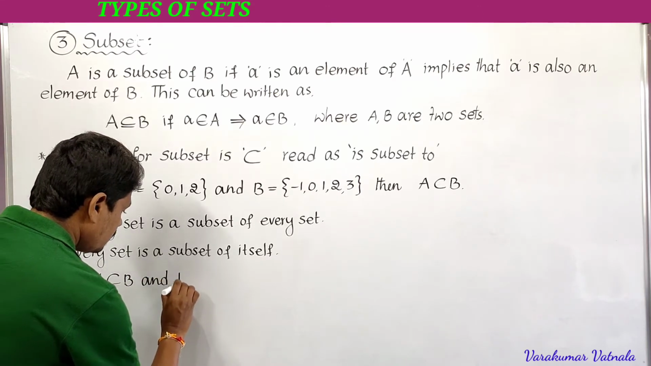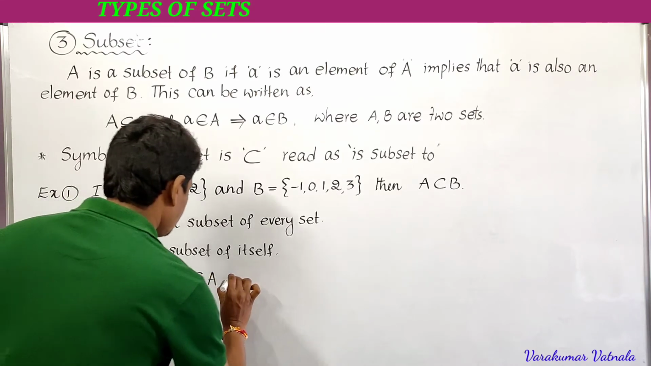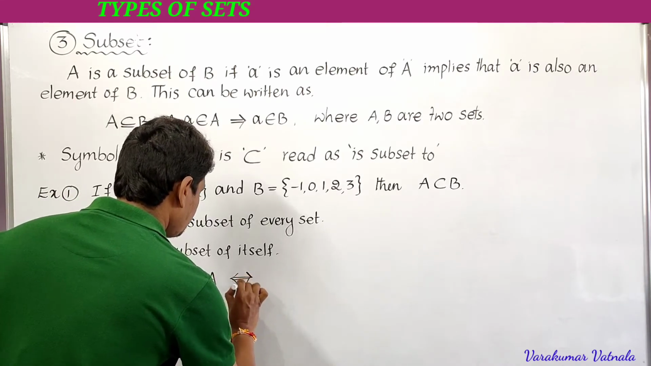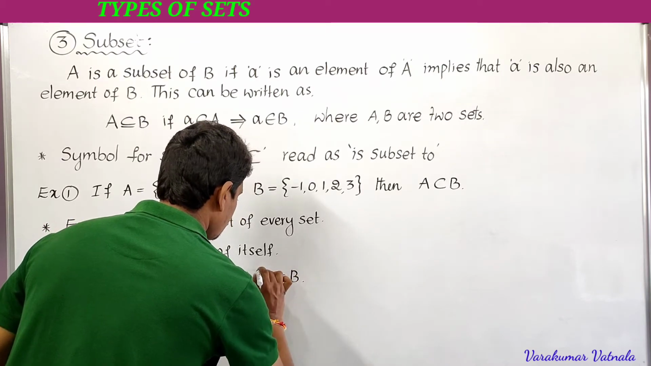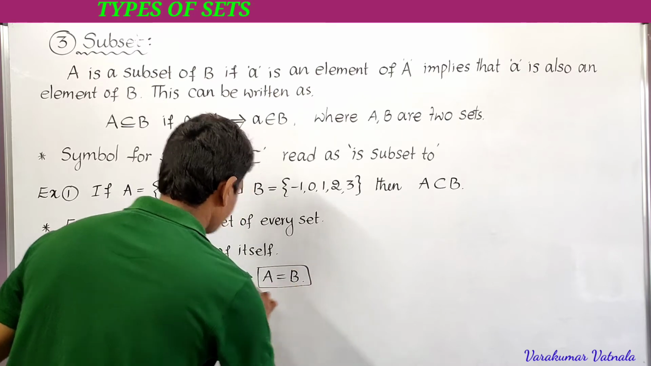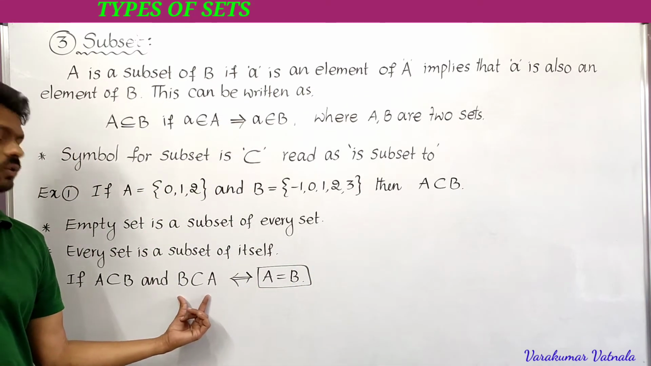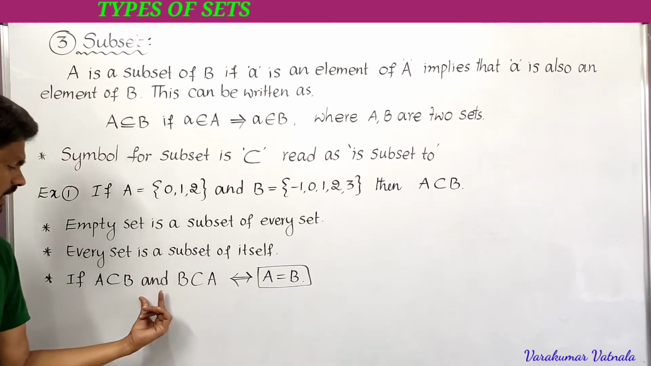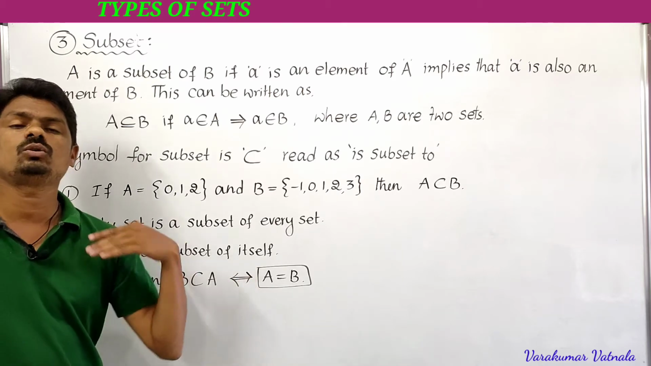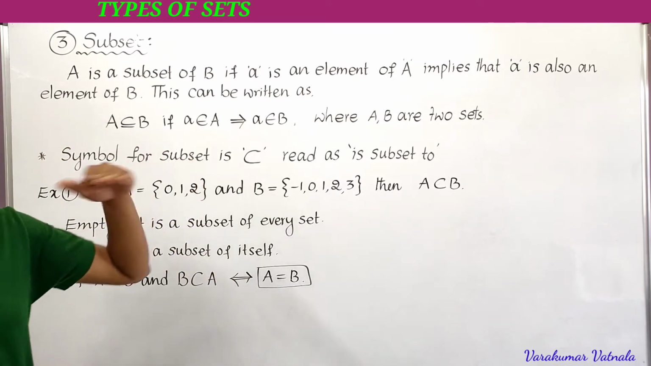and B is subset to A, that implies, and is implied by, A is equal to B. This is very very important, you have to remember. So if A is subset to B and B is subset to A, that implies A equals B. Or if A is equal to B, then A is subset to B and B is subset to A. This is a very very important relation. This is about subsets.